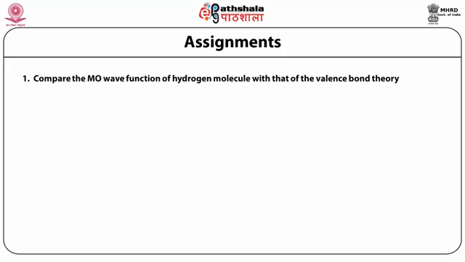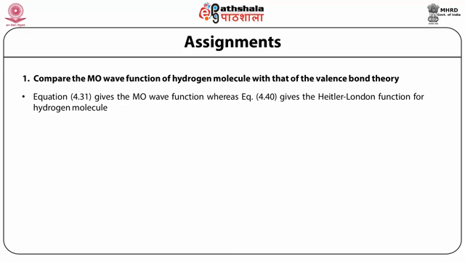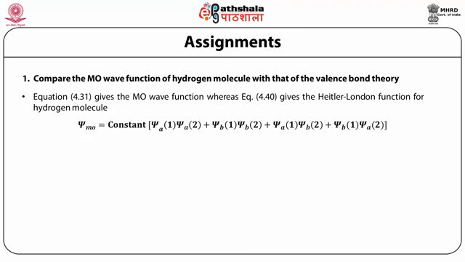Compare the molecular orbital wave function of hydrogen molecule with that of the valence bond theory. As we have the equation that gives the molecular orbital wave function, the function for hydrogen molecule can be written as ψMO equals constant times ψA1 ψA2 plus ψB1 ψB2 plus ψA1 ψB2 plus ψB1 ψA2, and ψHL equals constant times ψA1 ψB2 plus ψA2 ψB1.